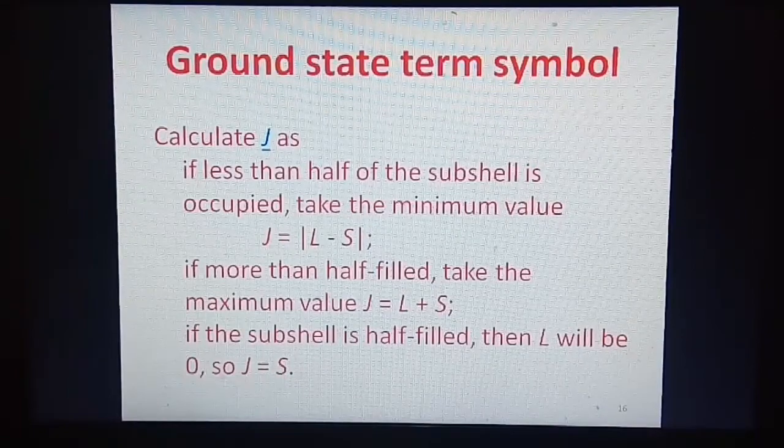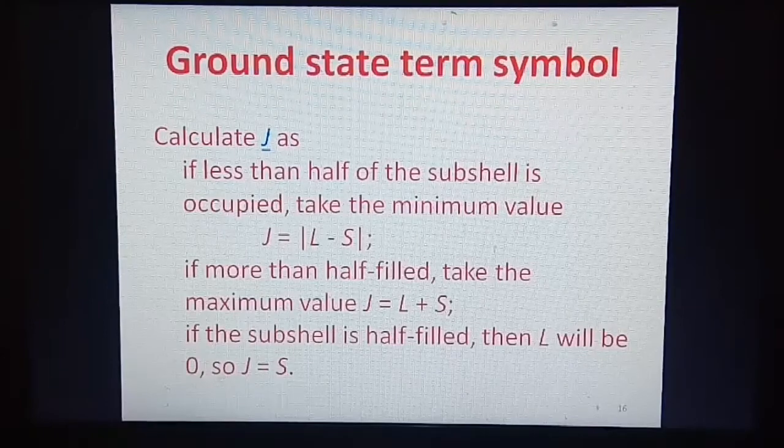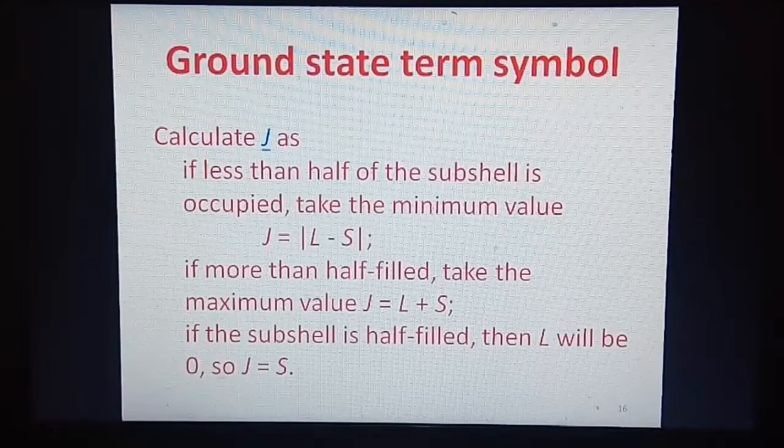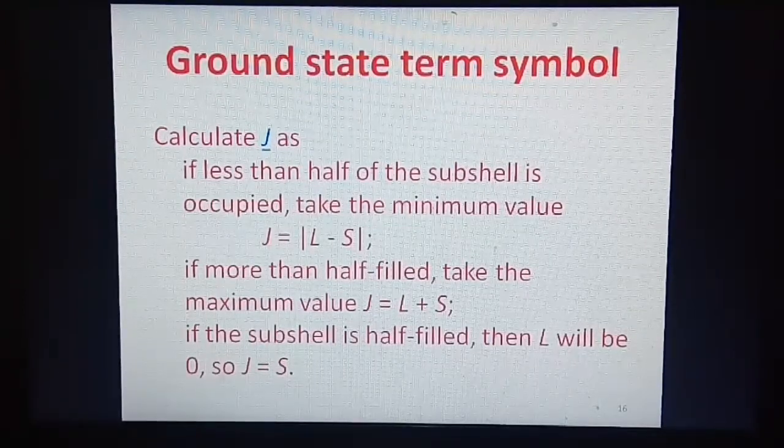Now calculate J. If the subcell is less than half filled, take the minimum J value, that is J is equal to modulus of L minus S. If more than half filled, take the maximum value, that is J is equal to L plus S. If the subcell is half filled, then L will be 0, so J is equal to S.